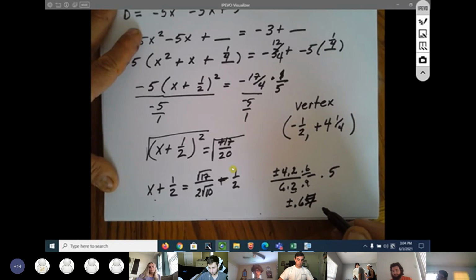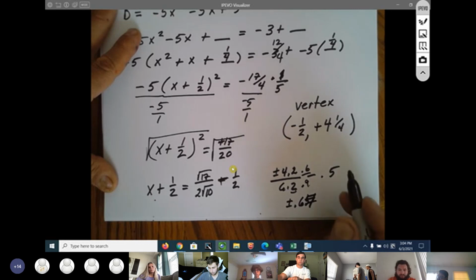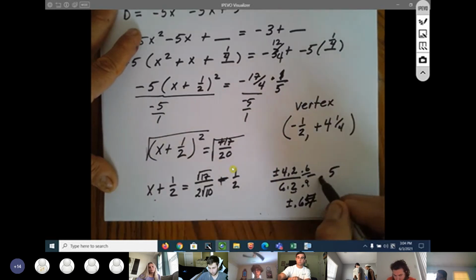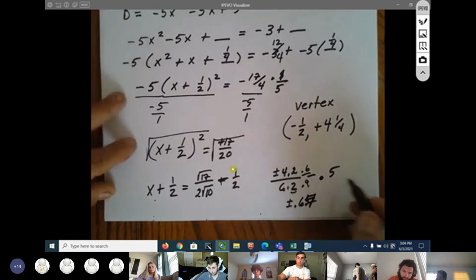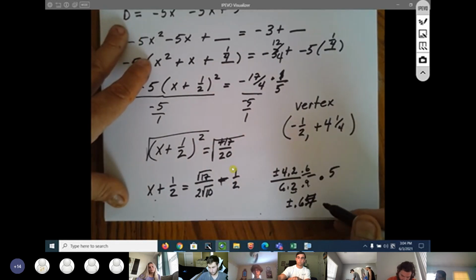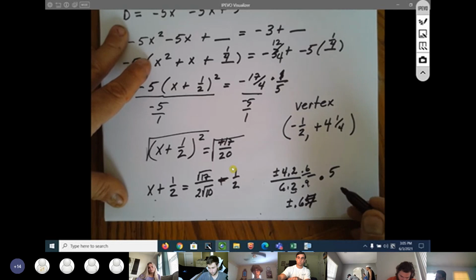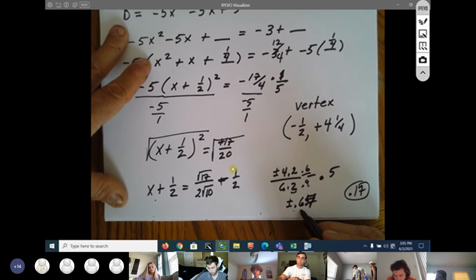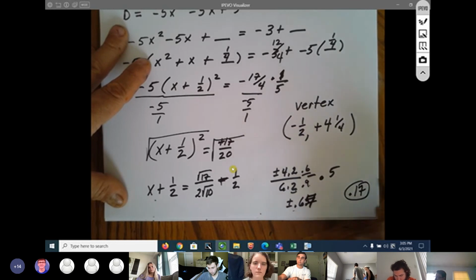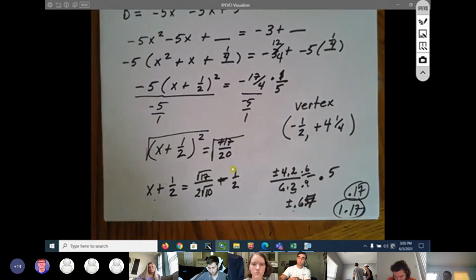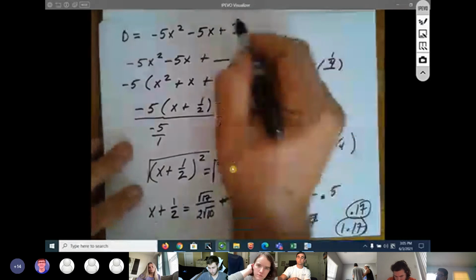And so positive 0.67 minus 0.5. That's going to be a 0.5. I'm sorry, 0.5. That was not a 5. I was thinking that was a whole number. All right, positive 0.67. That's going to be 0.17 because we're subtracting. So 0.17 is one x-intercept, and negative 1.17 is the other x-intercept, I think. I'm doing all this in my head, so y'all just have to excuse me.